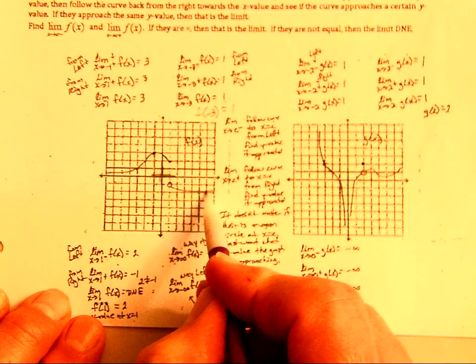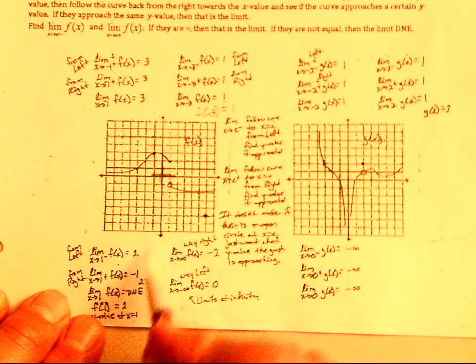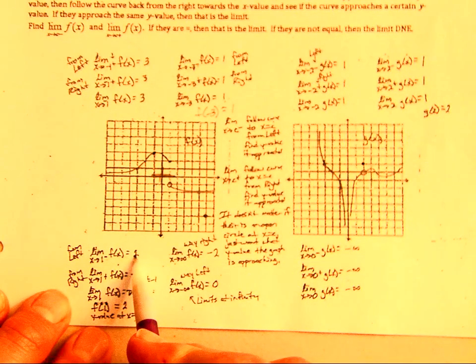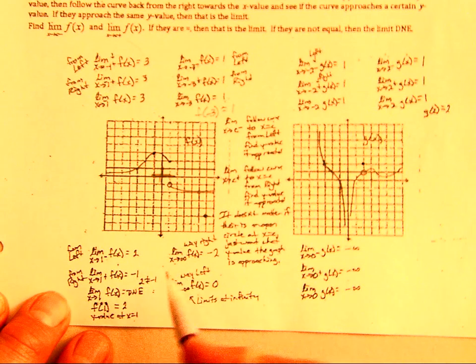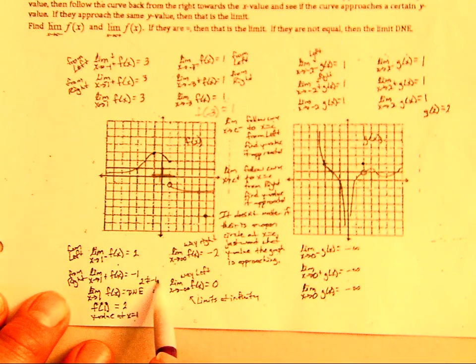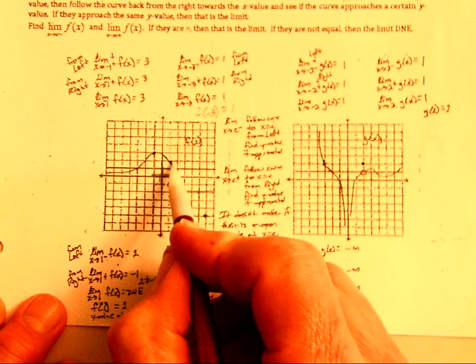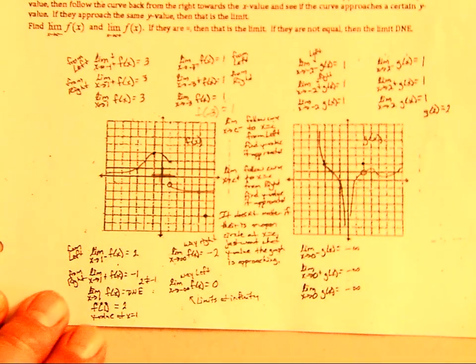As we approach from the right, our y value gets closer and closer to -1. So our limit from the left was 2, our limit from the right was -1. Well, since those aren't equal, this limit does not exist. If I asked you to find f of 1, well, that's what we've always done. What is the y value? Well, there's a dot up here at 2, so that is the y value. There was an open circle at 1.